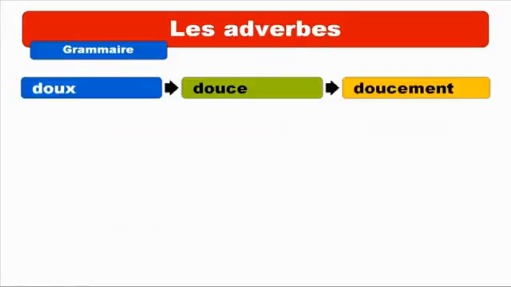So let's see with other adjectives and adverbs. Let's take doux. You will just repeat after me. Doux, the masculine form. Repeat. Then the feminine form, it's douce, repeat, douce. And then the adverb, doucement, repeat, doucement. It's the same thing. We don't really pronounce the E between C and M.